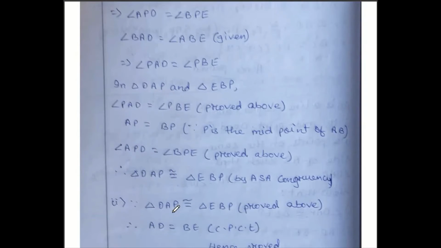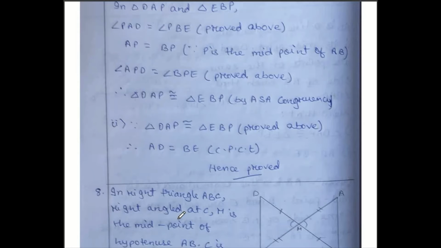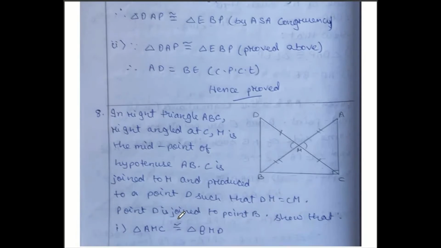Then second question, both the triangles are congruent means both are equal. AD and BE both are equal by CPCT. That's your question number 7. Now exercise 7.1, question number 8.